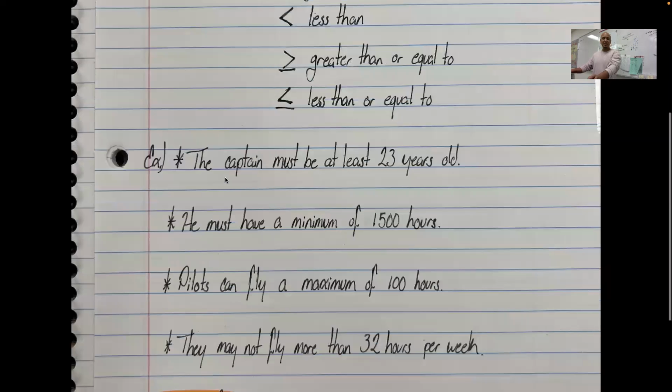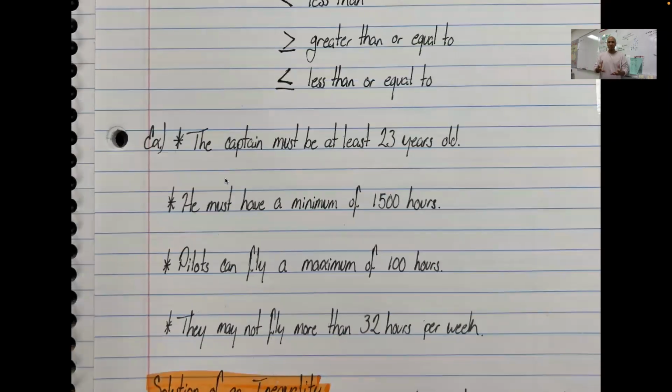What do I mean by that? Well, let's look at some of these examples. I believe some of these are from your assignment or from your textbook at least. Let's read this statement right here. The captain must be at least, notice that key word, at least 23 years old. We're talking about the captain's age, maybe like a pilot of a plane. So can the captain be 22 years old? Would that be legal? According to this statement, no.